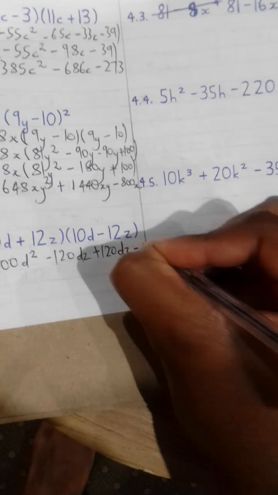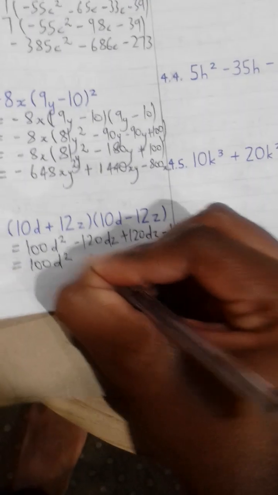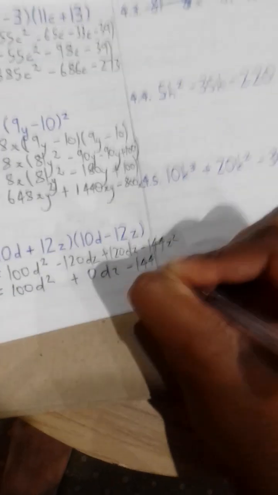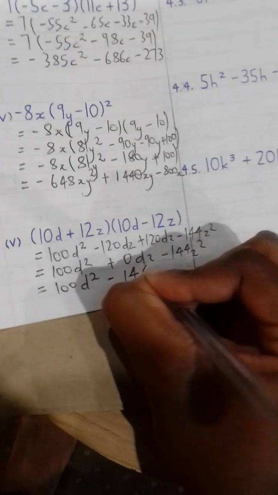Then positive 12z times negative 12z. Positive times negative is negative. 12 times 12 is 144. Z times z is z squared. So the final answer: negative 120dz plus 120dz is 0dz, so it's just 0. The final answer is 100d squared minus 144z squared.